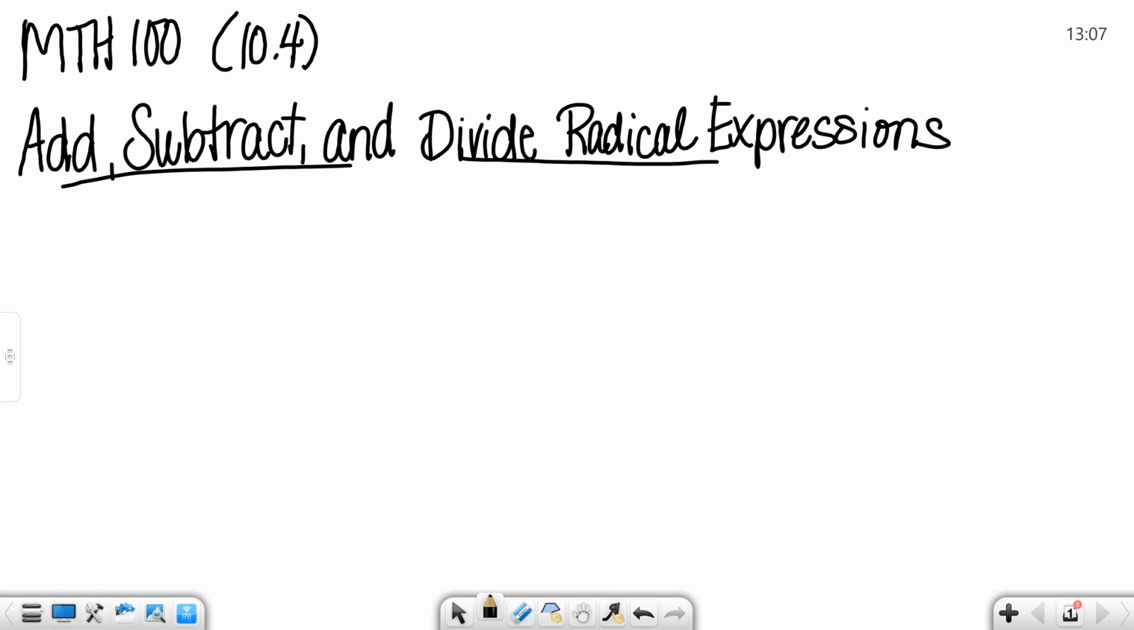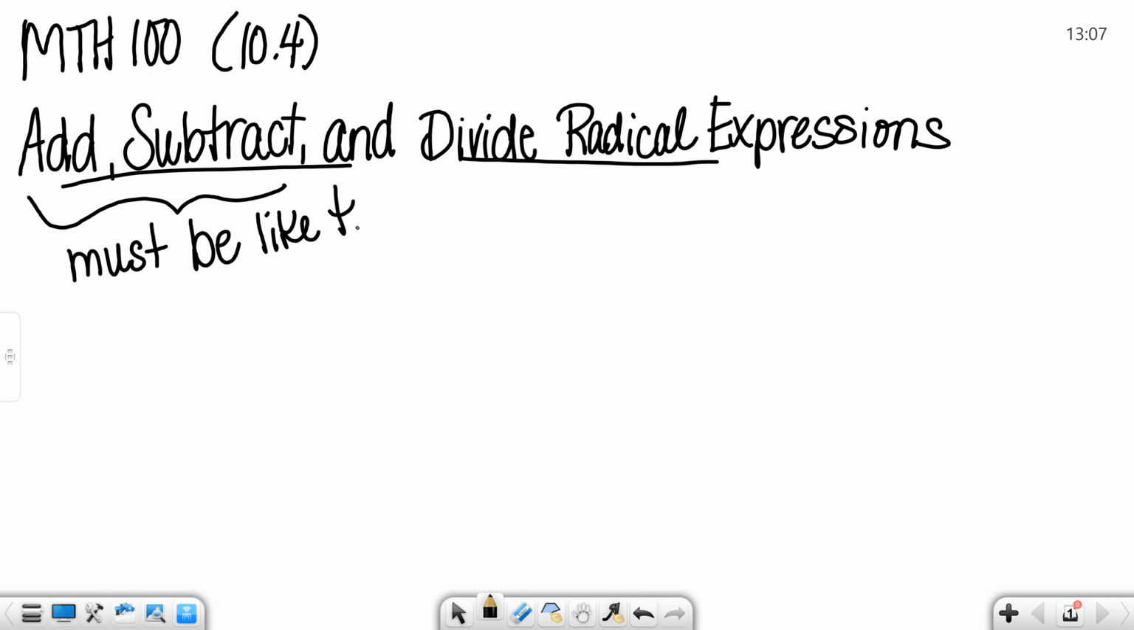Math 100, Lesson 10-4. We're going to add, subtract, and divide radical expressions. Now, in order to add and subtract our radical expressions, just like with any other kind of algebraic expression, we can only add and subtract if they are like terms. By like terms I mean you can add x plus 2x because they have the same variable. You can add 3y plus 5y because they have the same variable.